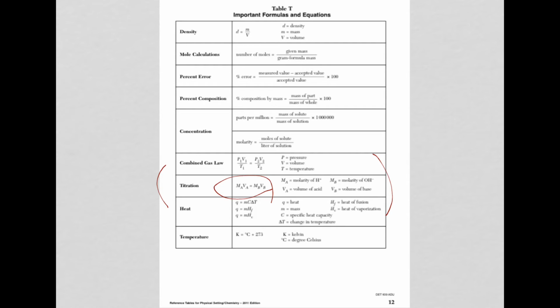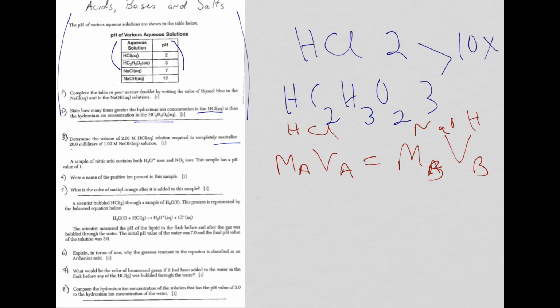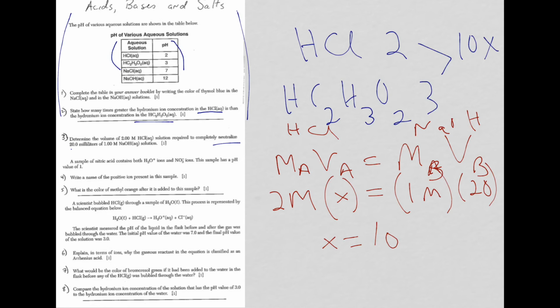Molarity of the acid times the volume of the acid is equal to the molarity of the base times the volume of the base. So always write the equation out, because you can plug everything in then, and you won't make a mistake. Okay, so HCl is my acid, and NaOH is my base. And we have 2 molar HCl. We're looking for the volume. That's my X. On the other side, I have 1 molar, and my volume is 20. So, of course, I have 20 divided by 2, so the answer is 10 milliliters.